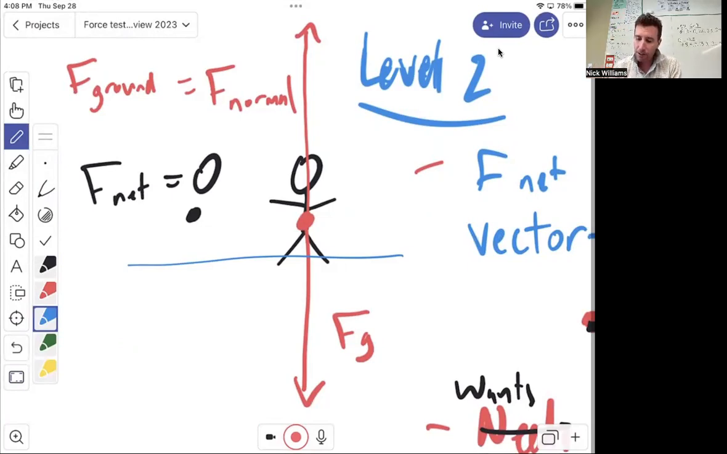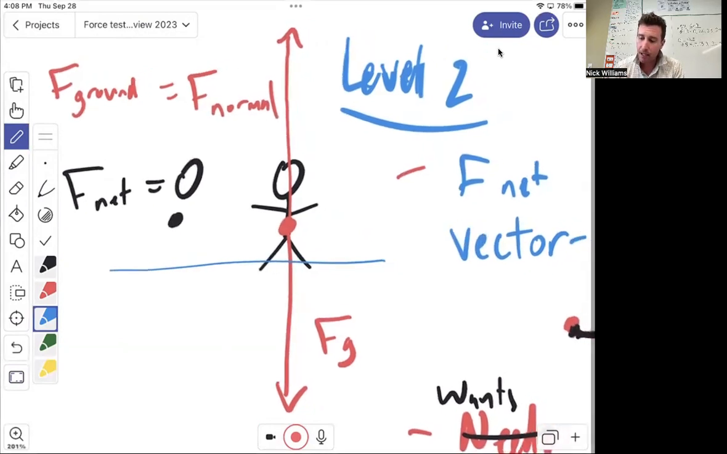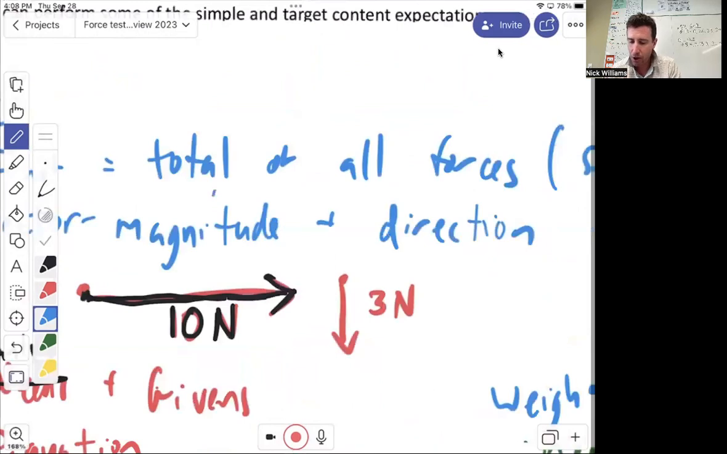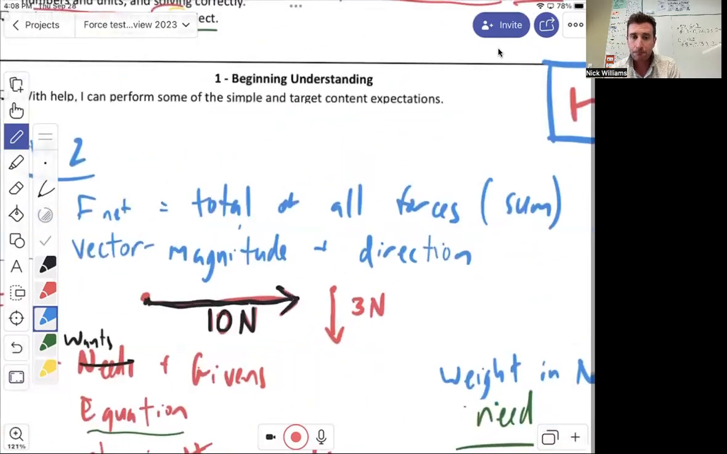So because I have a force down and a force up, and they're both the same amount, I am not accelerating in any direction. I'm not accelerating upwards. I'm not accelerating downwards, nor am I accelerating side to side. So I have a net force of 0. The sum of all my forces, when I add them together, gives me no overall force, meaning no overall acceleration. So that's a net force, a total of all my forces together.